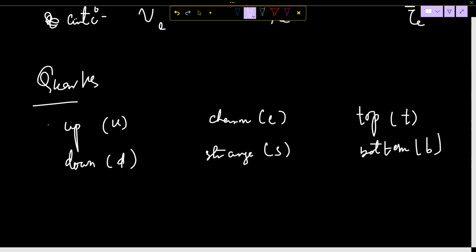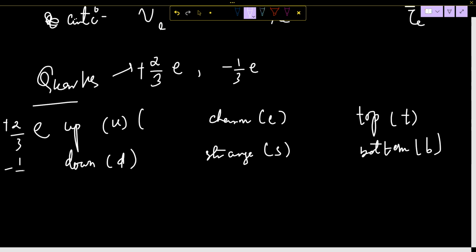The charges are as follows. Up quarks are charged plus 2 by 3 e, and down-type quarks are charged minus 1 by 3 e. So I can write plus 2 by 3 e for the up row: up, charm, top. And minus 1 by 3 e for the down row: down, strange, bottom.